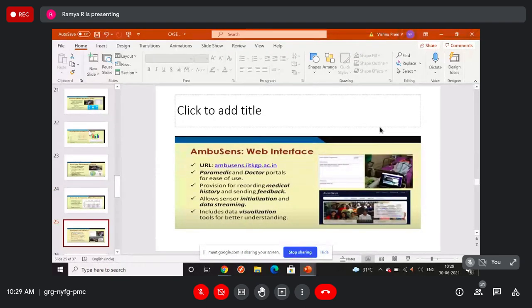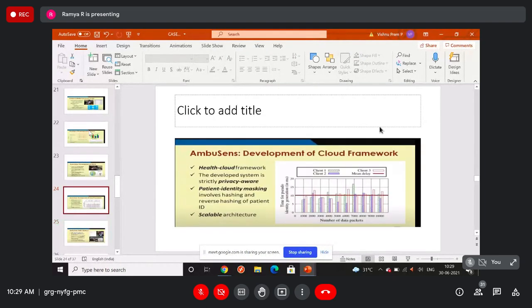So what happens before the data reaches here, in the development of the cloud framework? Already we have the cloud, but why do we have to provide this cloud framework? Because this health data is very confidential, right? So what is this patient identity masking? It involves the hashing and reverse hashing of the patient's ID. The patient's ID and the patient's data, everything is going to be encrypted before it is stored in the cloud. So the person who is maintaining the cloud, or anybody else, cannot access the data.